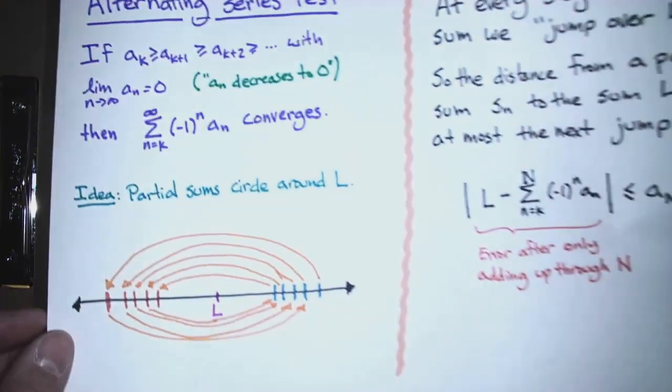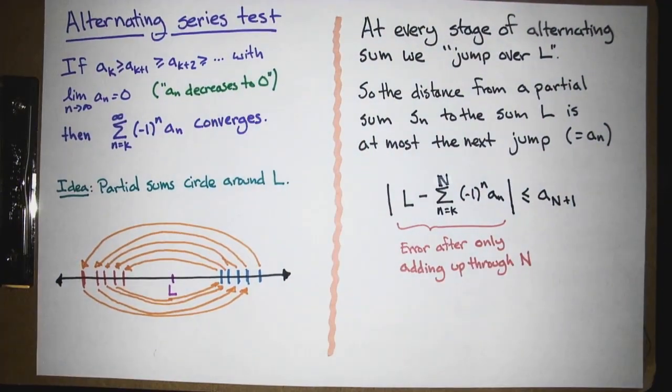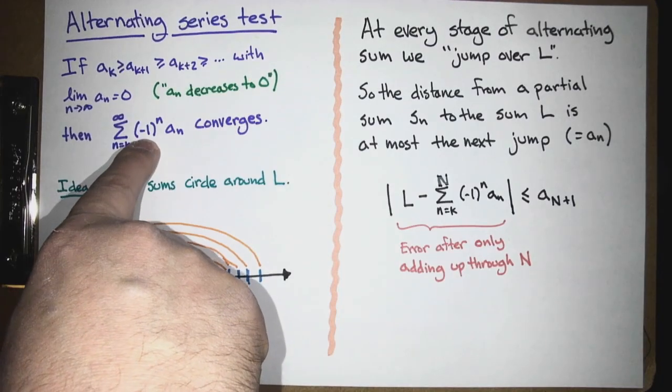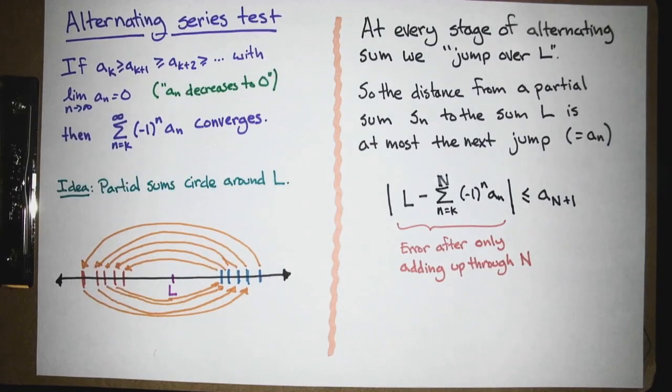Well, let's talk about our test for today, the alternating series test. Again, we have our terms going to 0, and if our terms go to 0 and are decreasing, so I can't have my terms go up and down, they really do need to be monotonically decreasing, then the sum of (negative 1) to the n, a sub n converges. Okay, so how do we think about this?